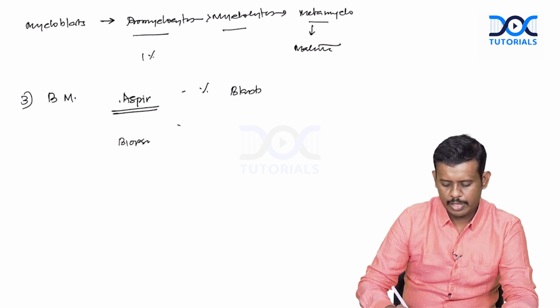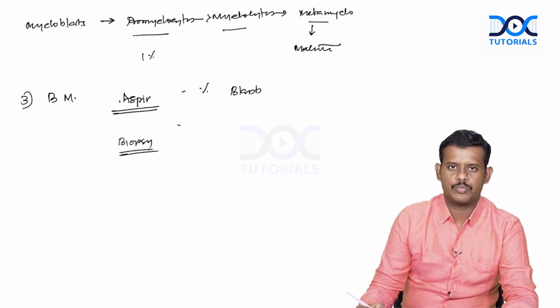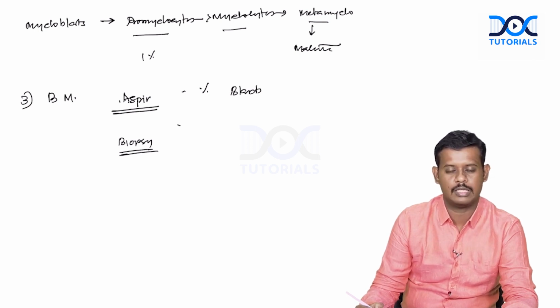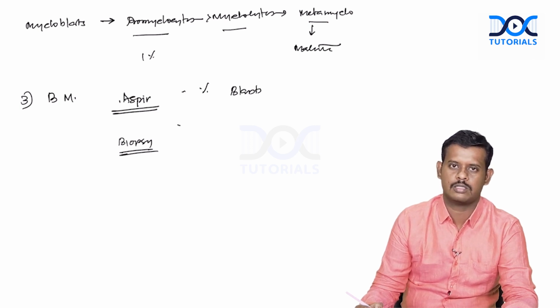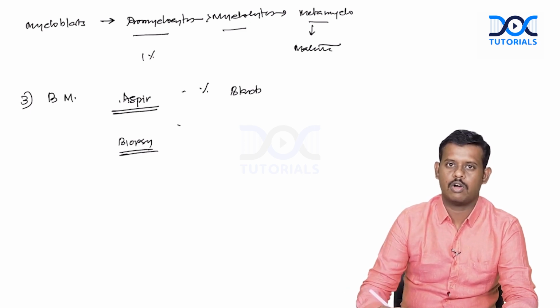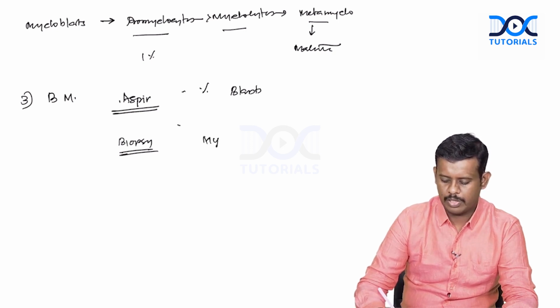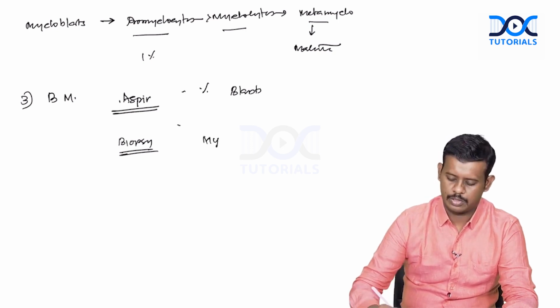Then you do a bone marrow biopsy. Biopsy is important for us to know the percentage and the extent of fibrosis which can happen in any patient with a myeloproliferative disorder. This can happen in a patient with polycythemia vera, can be in a CML or an essential thrombocythemia or a primary myelofibrosis. So this degree or the extent of myelofibrosis is provided by your bone marrow biopsy.